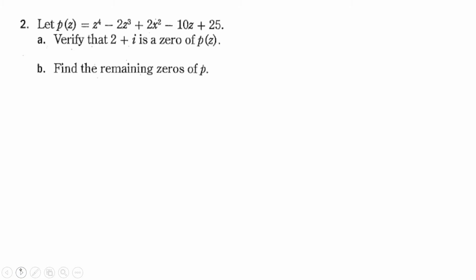Next up, they give us a p of z here. It looks like it's a fourth degree polynomial, and it has all real coefficients. And what we learned in 7.6 is that if it's a fourth degree, then we have to have 4 roots. So what they're doing here is they're going to give us some kind of information. They tell us that 2 plus i is a 0, so they want us to verify this, to check it out.